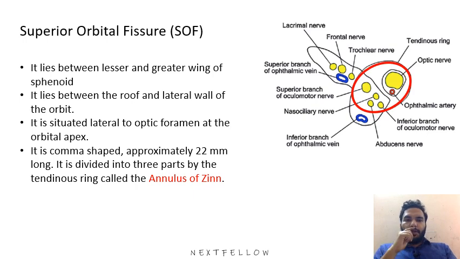But here the problem is, if superior orbital fissure syndrome happens, it doesn't affect the optic nerve.